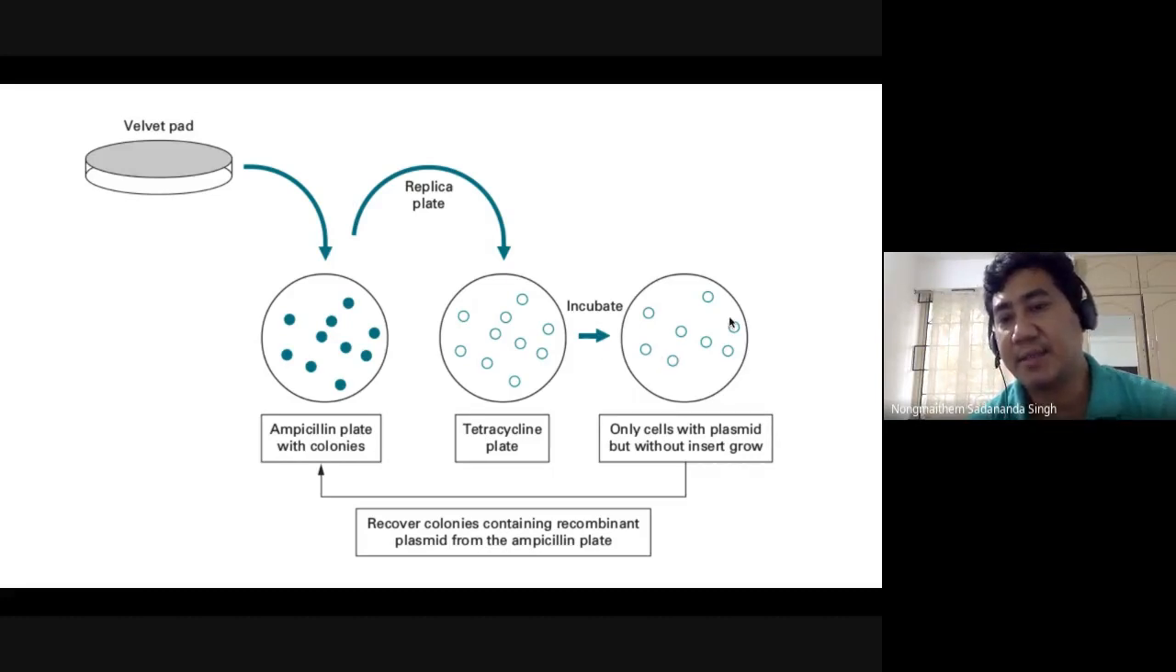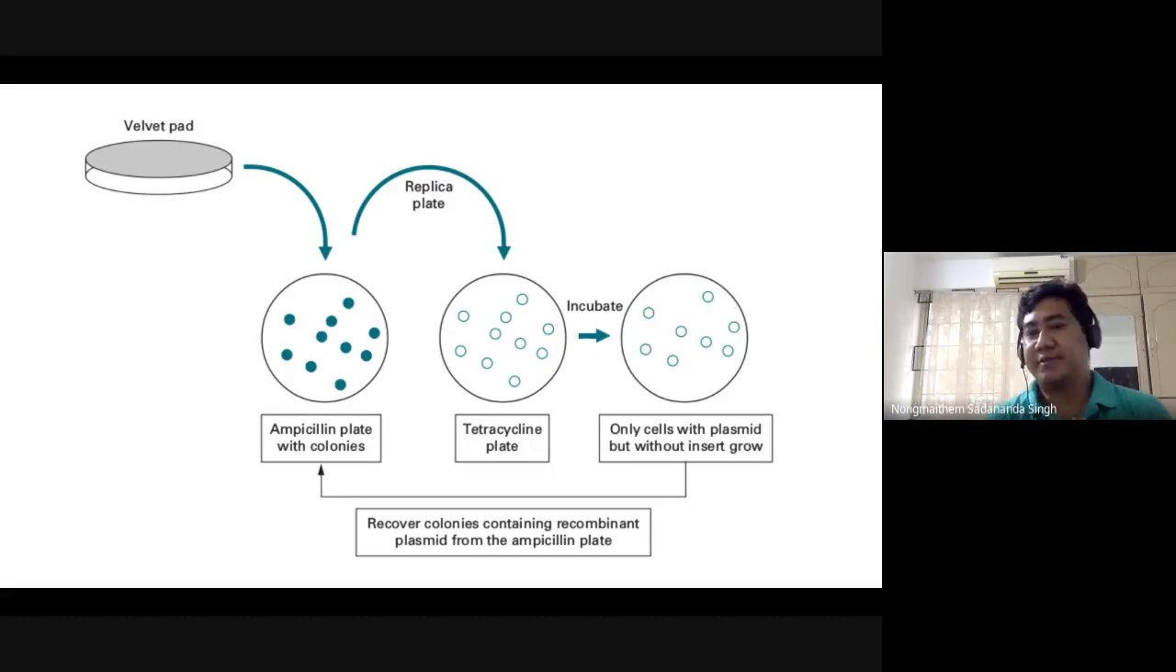In this case, some of the colonies, for example these kind of colonies, will grow. That means there is no insert in those colonies. Another type of colonies, something like this one, doesn't grow on tetracycline. That means they have become sensitive to tetracycline. So during the cloning, the tetracycline gene has been disrupted, and they are unable to grow on the tetracycline selectable marker. So this colony and this colony have inserts. These can be selected and put into your collection of cDNA or genomic library.